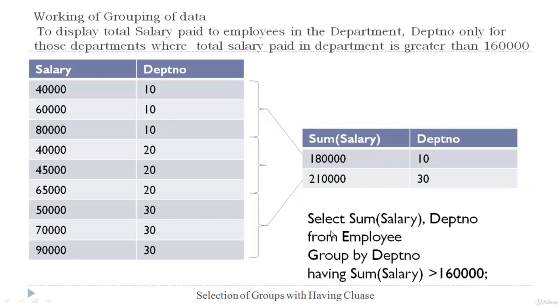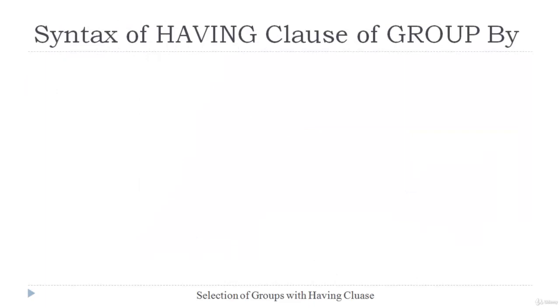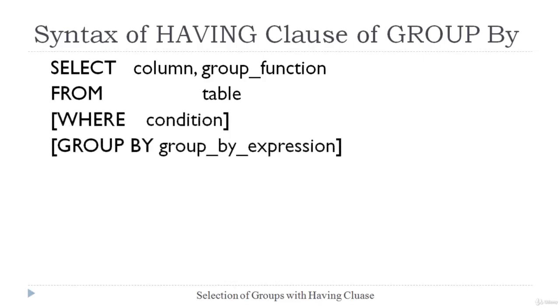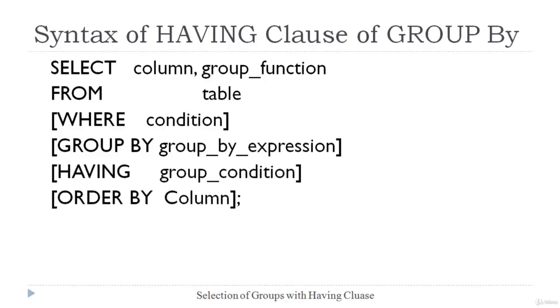So the final syntax to display the desired output will be select sum(salary), department_number from employee group by department_number having sum(salary) greater than 1,60,000. It only shows those department numbers which have total salary more than this value. The final syntax of the select statement is select column, group functions from table name, optional where clause, optional group by clause, optional having clause, and optional order by clause. This is the full syntax of the select statement.